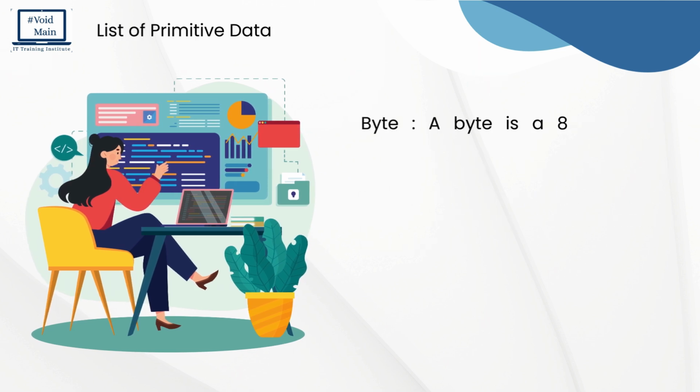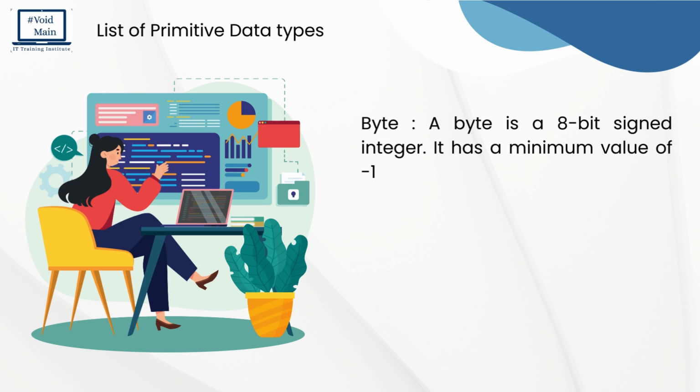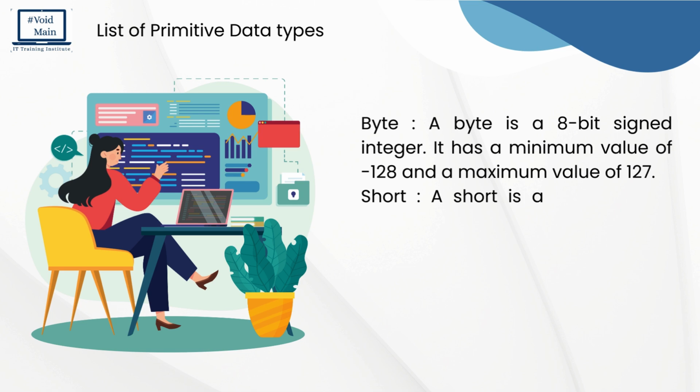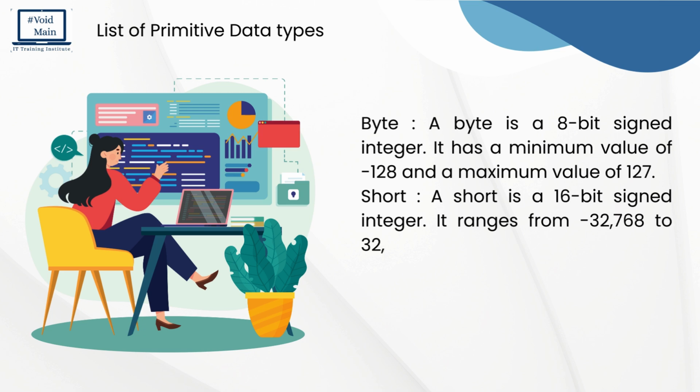Byte. A byte is an 8-bit signed integer. It has a minimum value of -128 and a maximum value of 127. Short. A short is a 16-bit signed integer. It ranges from -32,768 to 32,767. Int. An int is a 32-bit signed integer.